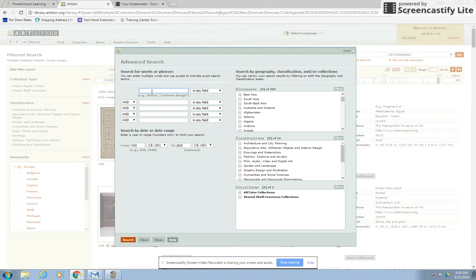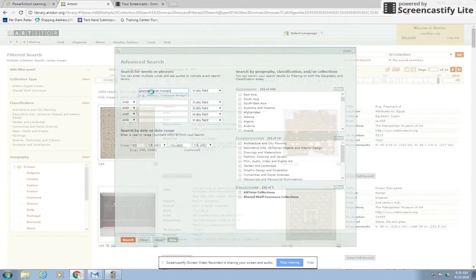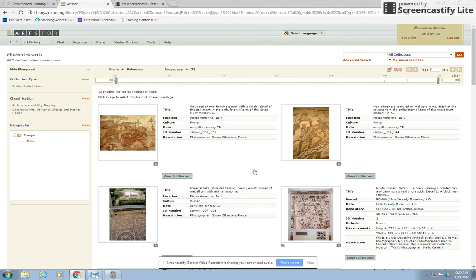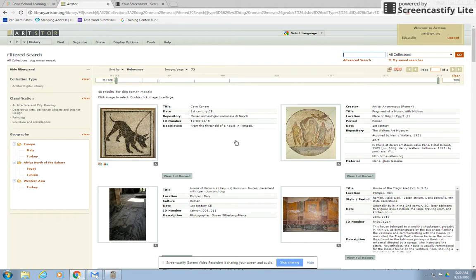Let's say you wanted the pet, do the dogs. The only thing that's different is I can't say animal Roman mosaics. I'm going to get something different than dog Roman mosaics, because it is looking for the word animal, not the idea of an animal. So I'm going to type in animal Roman mosaic here, and you get one set of searches. And if I had done dog Roman mosaic, you get a totally different set of searches.